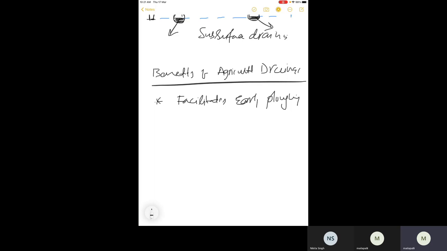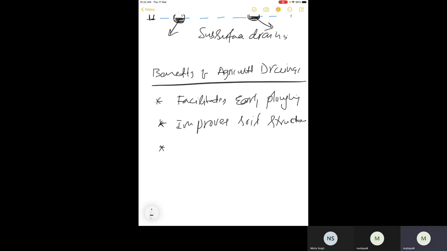So for plowing, you should have an ideal soil moisture. So if you have a proper drainage system, definitely that will help in early plowing. So that's one thing. And obviously, once the standing water is removed from the farmland, the pores are very well accommodated with atmospheric air, and that will improve the soil structure. Okay, so this will definitely improve soil structure. And we all know how soil structure will affect the crop growth. Okay.